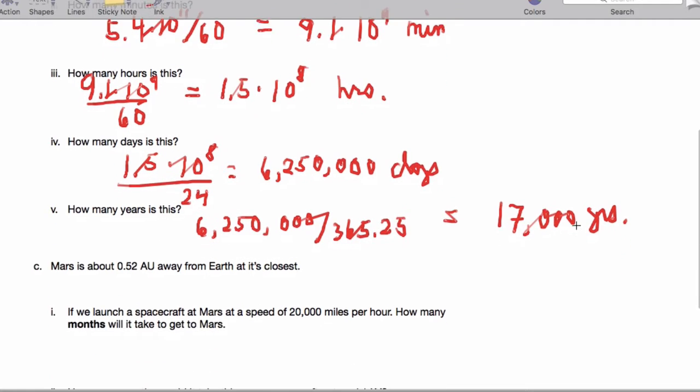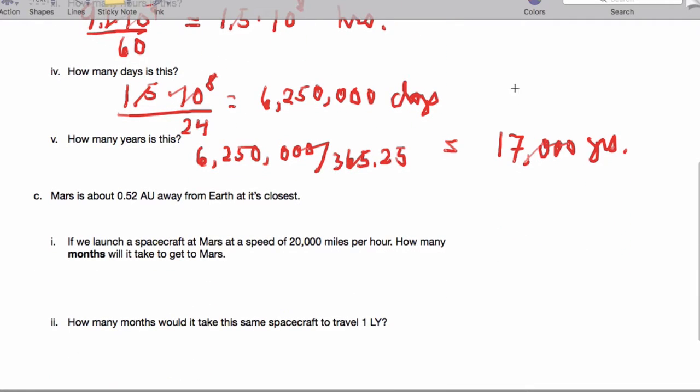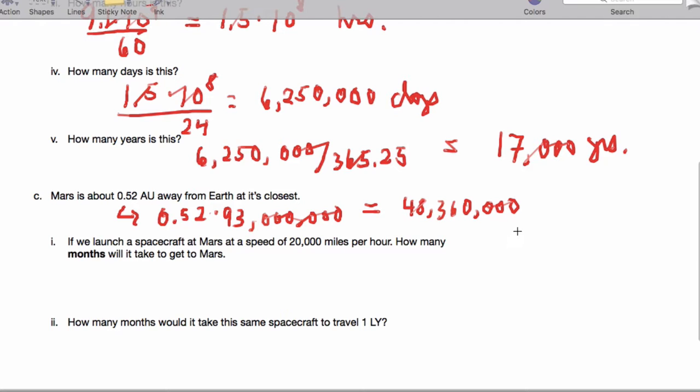All right. Now here, Mars is about 0.52 astronomical units away from Earth at its closest. Let's just get that into miles up here. So 0.52 times 93 million, again, because an astronomical unit is about 93 million miles. It's getting us about 48,360,000 miles. Now, we launched a spacecraft at Mars at a speed of 20,000 miles per hour. We want to know how many months it'll take to get to Mars.